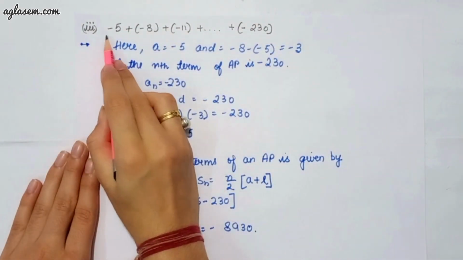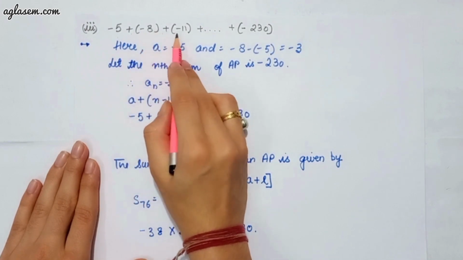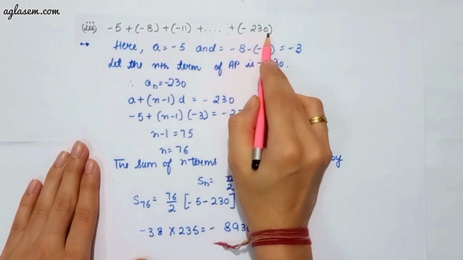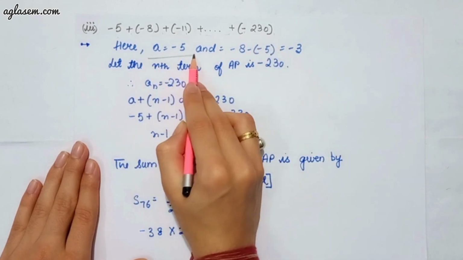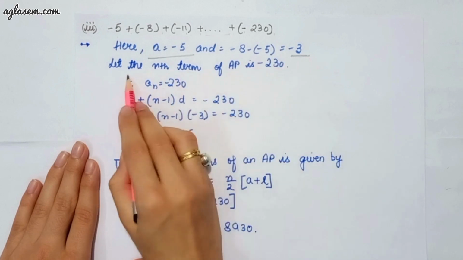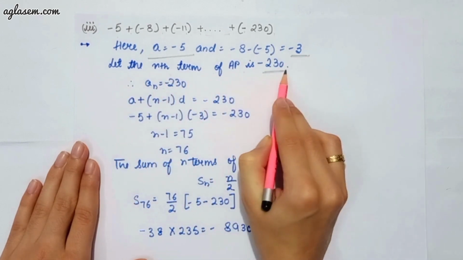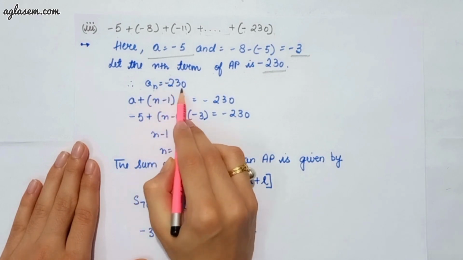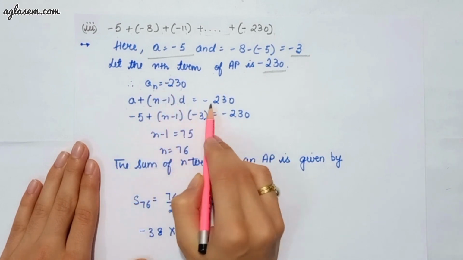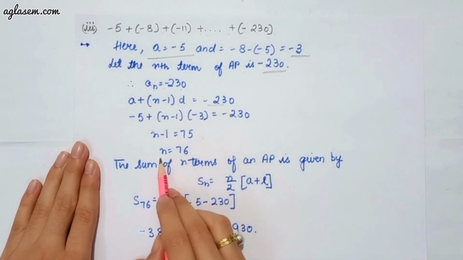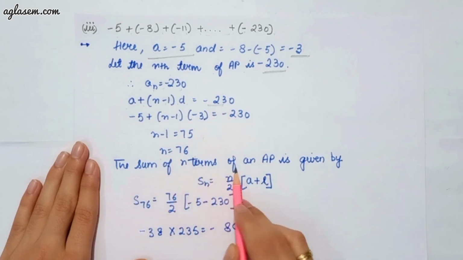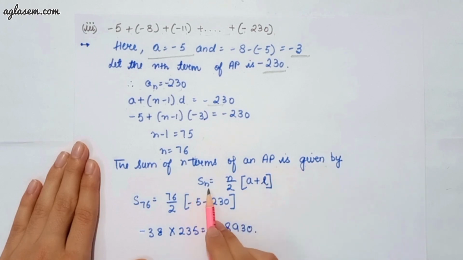Third part says minus 5 plus minus 8 plus minus 11 plus dash plus minus 230. So here we know a as minus 5 and d we can find as minus 3. Let the nth term of the arithmetic progression be minus 230, so an equals minus 230. So a plus (n minus 1) into d equals minus 230. Solving this, again we will get n as 76. Sn equals n upon 2 into (a plus l). So S76 is equal to 76 upon 2 into (minus 5 minus 230). Solving this, we will get minus 8930.